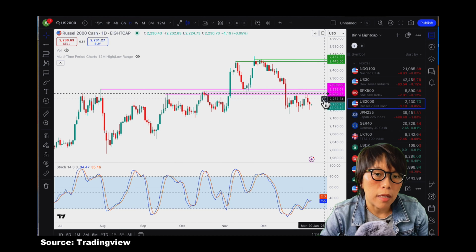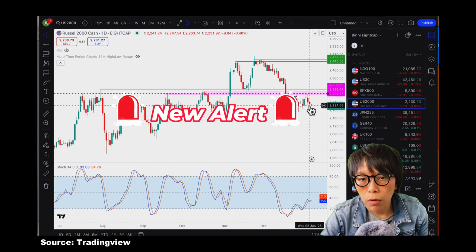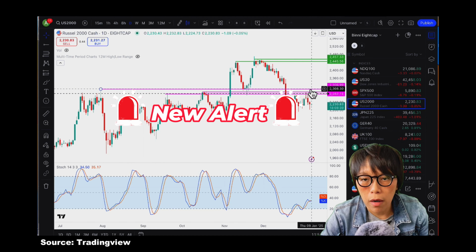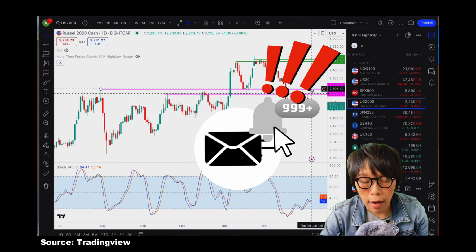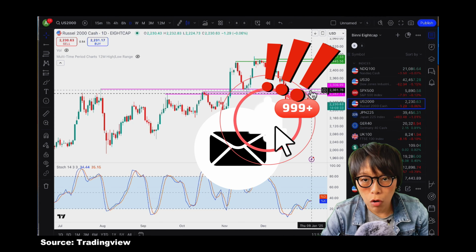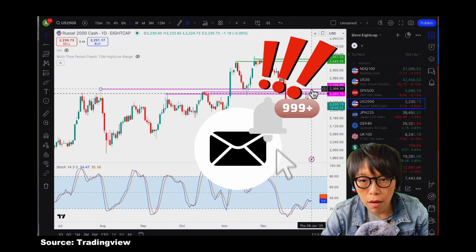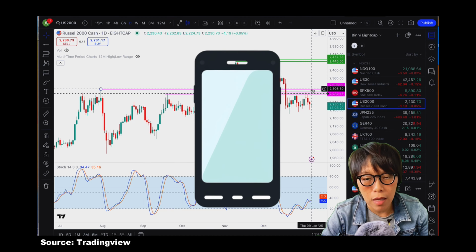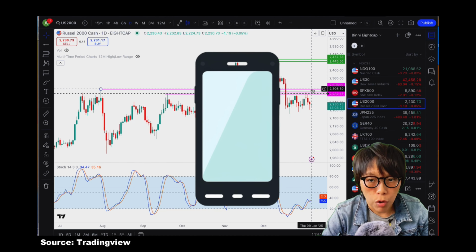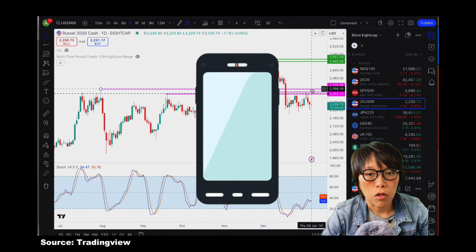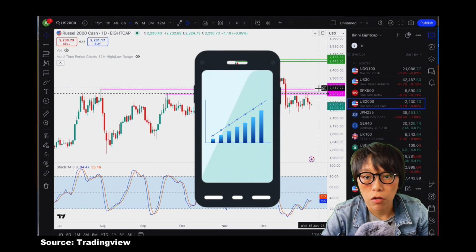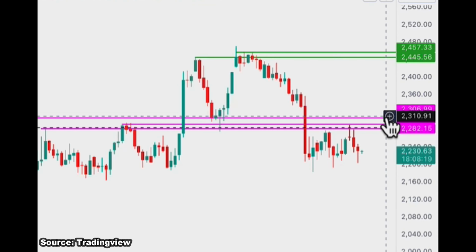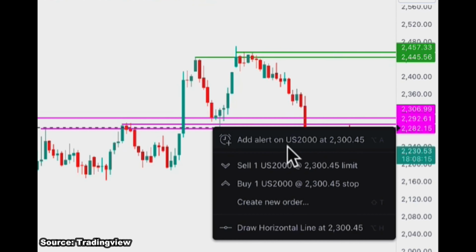So I want, let's say for example, another alert to happen at this point here, which is about 2,300. That means that when price reaches there, I will be sent an alert automatically, either to my email or to my mobile app that is installed with TradingView, and I will be able to know that, okay, it's near the place that I wanted, and I'll be able to trade that. Okay, so I'm just going to add one more here at about the 2,300 level. So I add an alert here.